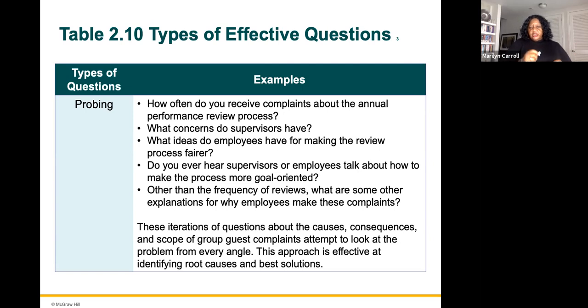This integration of questions about the causes, consequences, and scope of the complaints attempts to look at the problem from every angle. This approach is effective at identifying the root causes and best solutions. So let's try your hand at probing. Take a moment and write down a probing question that you could have.